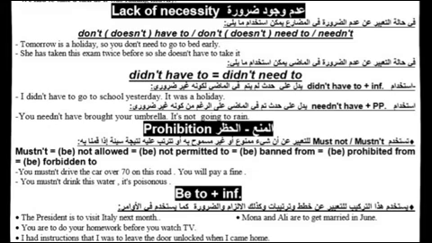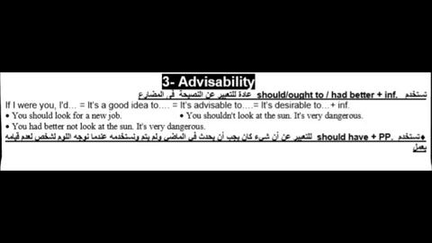طيب ندخل على the last step is advisability. Advisability. تستخدم should or ought to or had better plus infinitive عادة للتعبير عن النصيحة في المضارع. طبعا الحاجات دي احنا already استخدمناها كتير قبل كده for advice or for giving advice. تعالوا نشوف للنصيحة في المضارع.